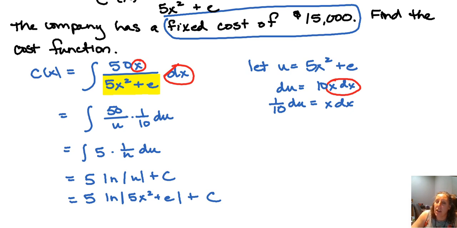So that means if our fixed cost is $15,000, that is telling us that our original function that we're looking for, C of x, when x is equal to 0, because fixed costs do not depend on any production level, so we're going to let the production level be 0, and then the only costs we're going to have are those fixed costs, equals 15. Well, we know what C of x is equal to, so we're going to plug in x equals 0 and set it equal to 15.